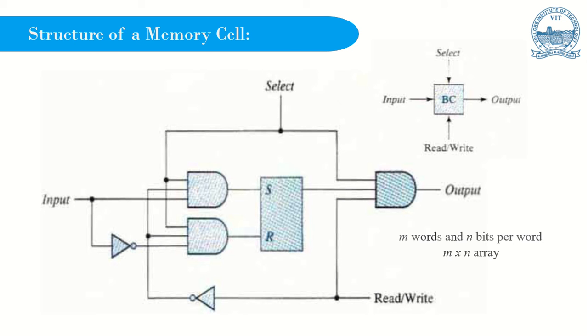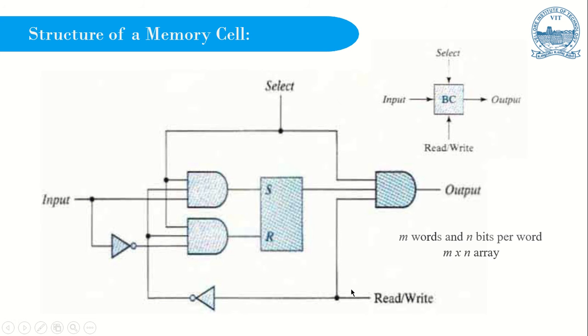So let us see how the data is organized, how the memory is selected, and how the data is read or written into the memory cell. First, let us consider that I want to read data from this cell. First of all, I need to select this memory cell, so I should keep my select signal equal to logic 1. If this is equal to logic 1, then these two AND gates will be enabled. Now, I want to read the data, so I should provide logic 1 over here.